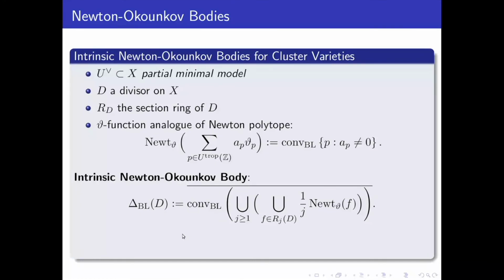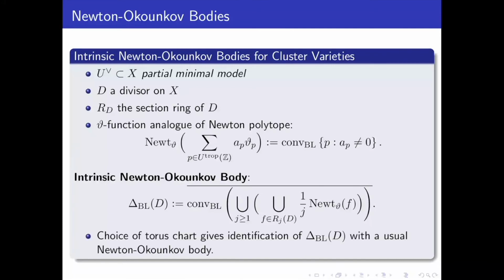So this is some natural analog of a Newton-Okounkov body that will live in a tropical space instead of a vector space. And a choice of torus in our chart will give us an identification of this intrinsic Newton-Okounkov body with a Newton-Okounkov body in the usual sense. Essentially, every choice of torus will correspond to a valuation, and it will identify tropical points with vectors in some lattice.